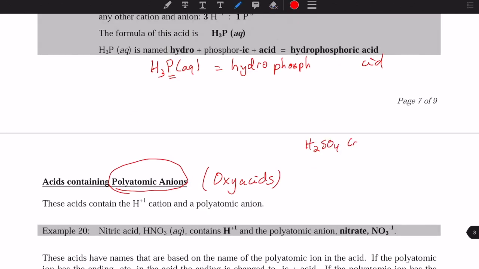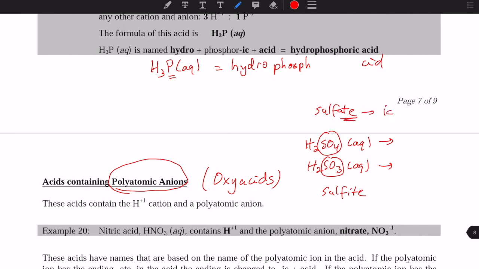H2SO4 aqueous and H2SO3 aqueous. The name of the polyatomic ion SO4 is sulfate, and SO3 is sulfite. So now we can name these acids. We would call the top one, because it ends in ATE, it has to end in IC, so we call it sulfuric acid, sulfur being the element. And for H2SO3, it's ITE, so we call it sulfurous acid.